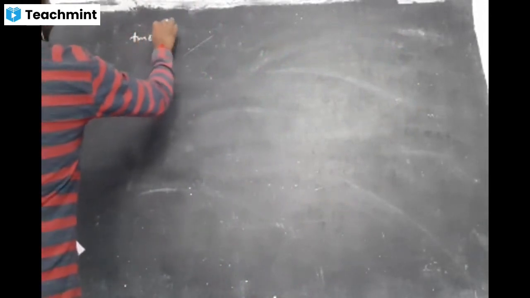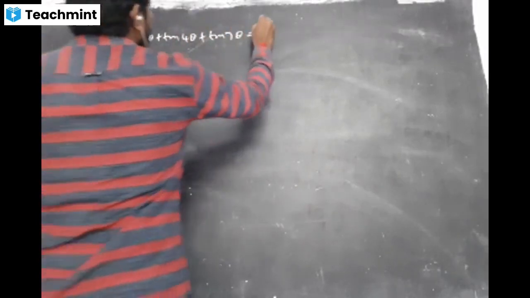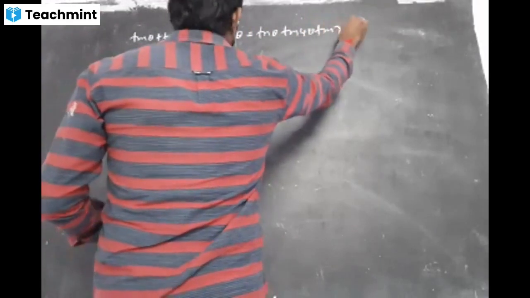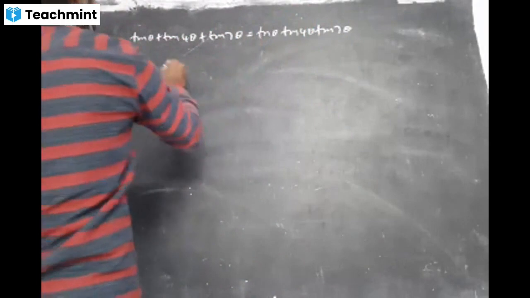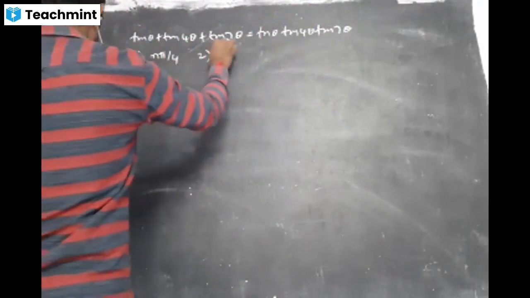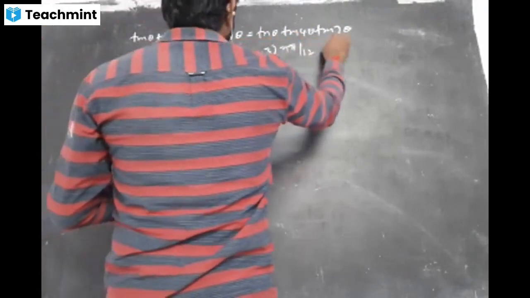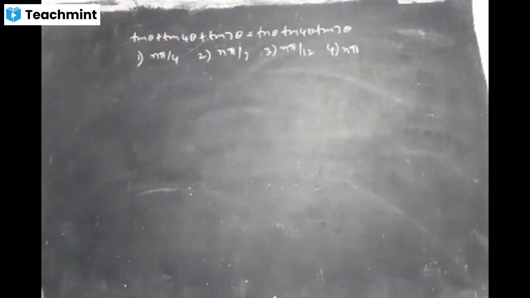Next problem. If tan theta plus tan 4 theta plus tan 7 theta is equal to tan theta into tan 4 theta into tan 7 theta, then our options are: first n pi by 4, second n pi by 7, third n pi by 12, and fourth n pi.